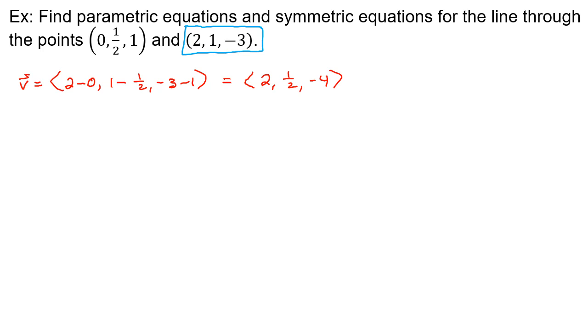But the (2, 1, -3), those are the point values I would have in my parametric equations. So my parametric equations would be x equals, I would have the 2 from the point, and then I would have the 2 from the vector. For y, I would have the 1 from the point and the 1/2 from the vector.